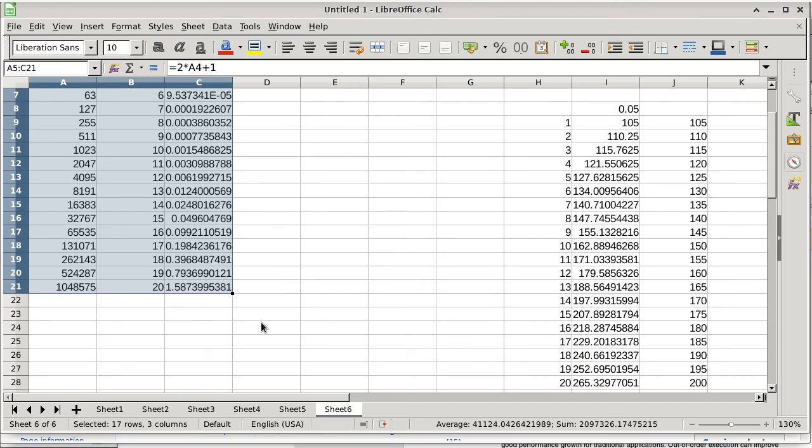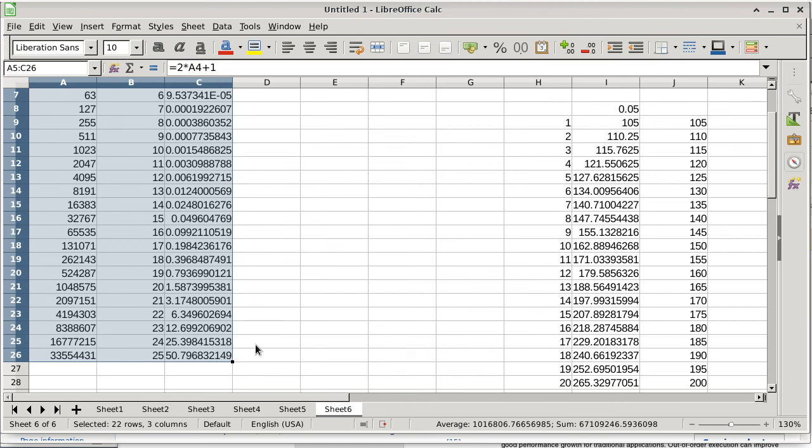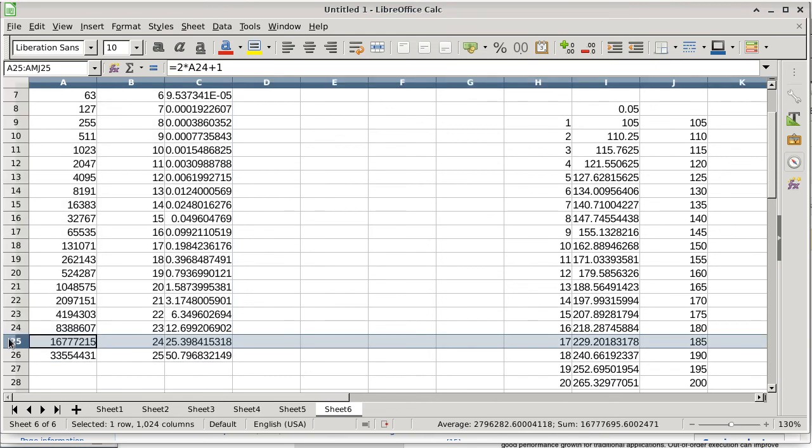Okay, and we are getting even closer. And there we go. So when the array has, let's see, 16,777,215 items, I would edge out Pat's computer by a second. Is that okay?